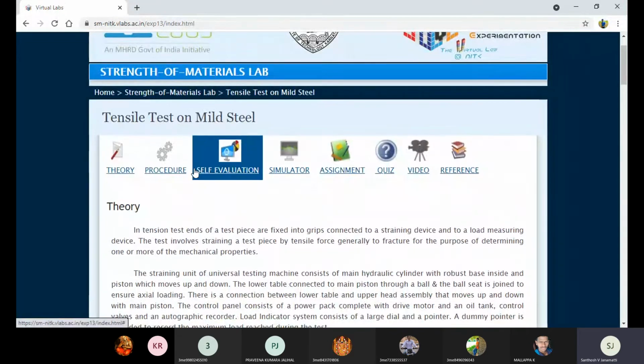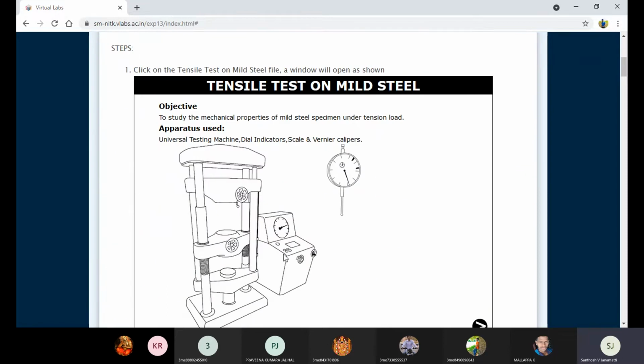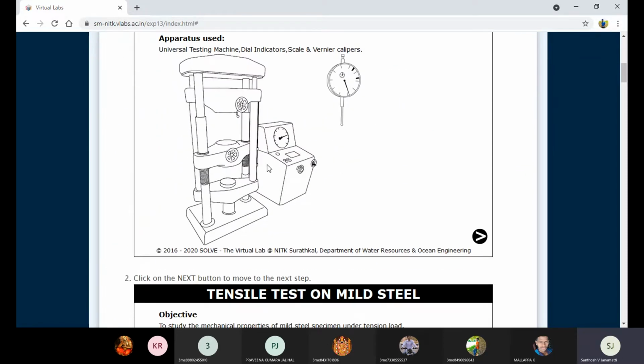See, now we'll take the procedure. So how do we need to conduct this experiment? See here, you can see this is the UTM machine, right? Okay.